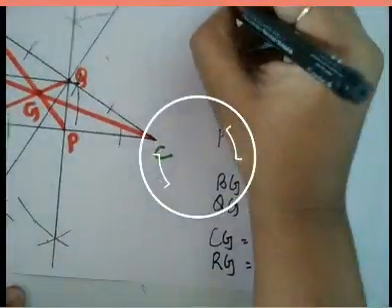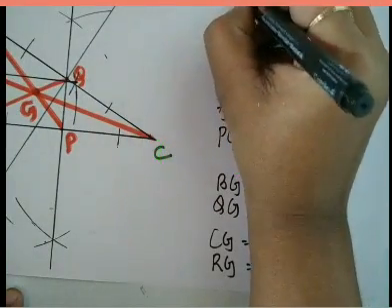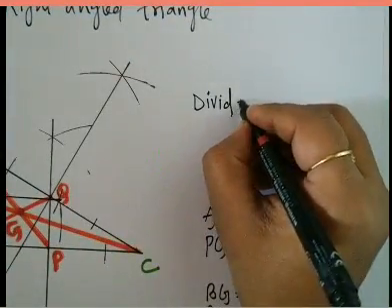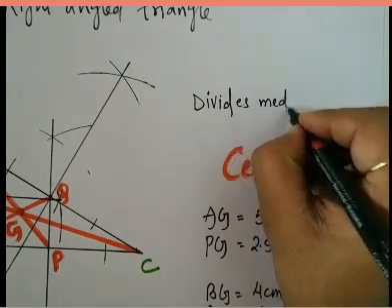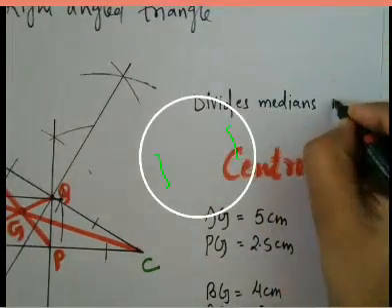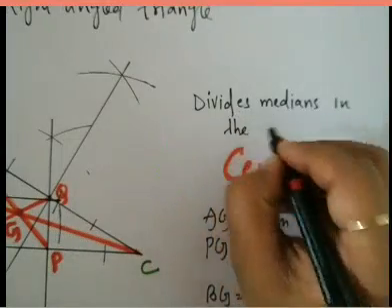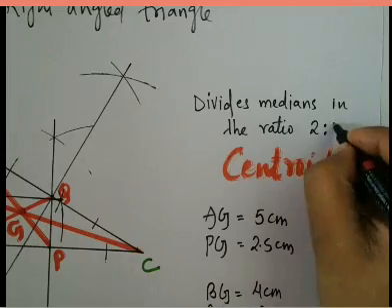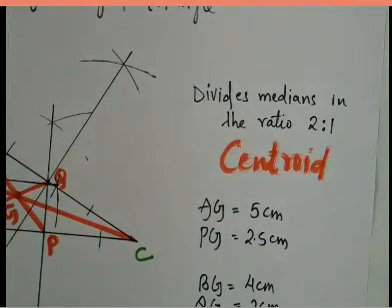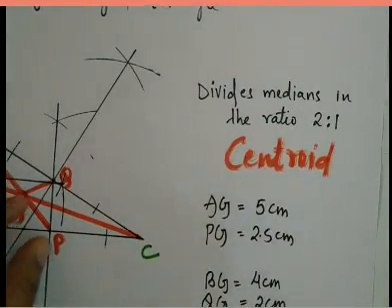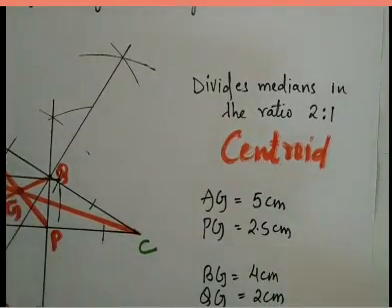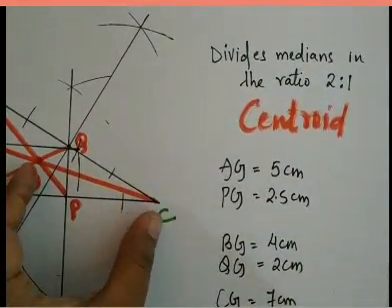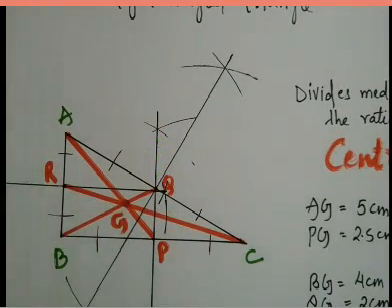It means the centroid divides the median in the ratio 2:1. This part is 2, this part is 1, in all three medians. So it divides the median in the ratio 2:1.